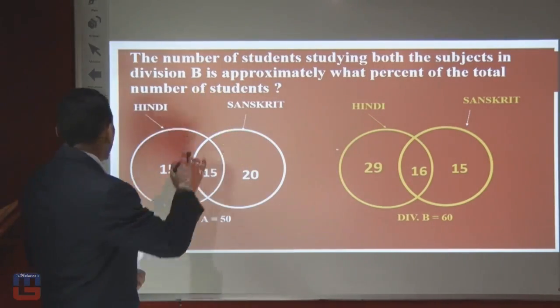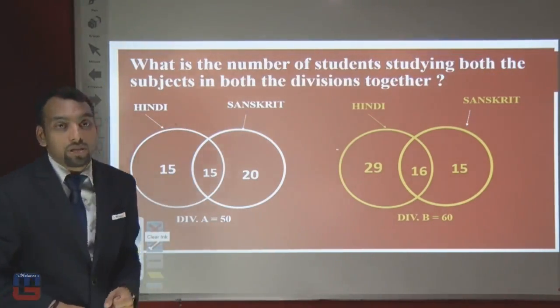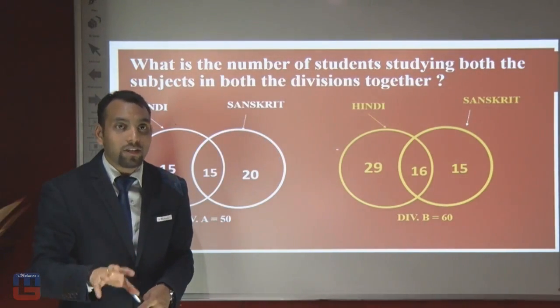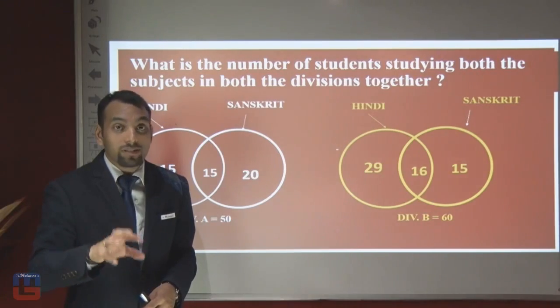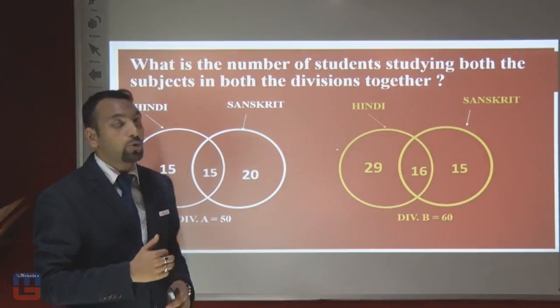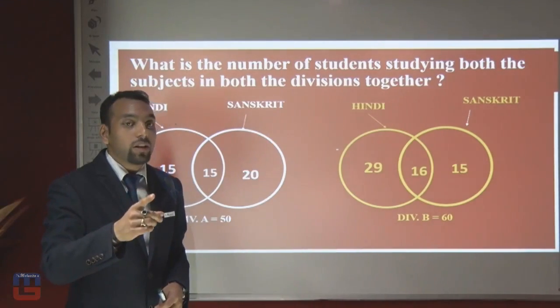Now, let us move to the next question and see what it is saying. The next question is asking: what is the number of students studying both the subjects in both the divisions together? Now you will tell me the answer quickly.